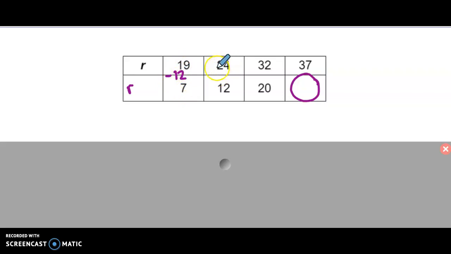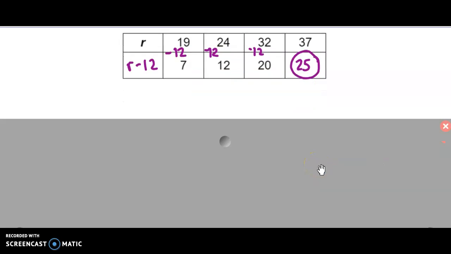So let's double check that. Does that work? Is 24 minus 12 12? Yep. Is 32 minus 12 20? Yep. So my rule would be whatever's on top, or R, minus 12. Now we need to use that rule to fill out this last number. What is 37 minus 12? I'm going to pause here and give you a chance. You can hit pause too and figure out what that's going to be and then check back. Okay, 37 minus 12 is 25. So our rule there is R minus 12, and our missing value, or missing term, is 25.